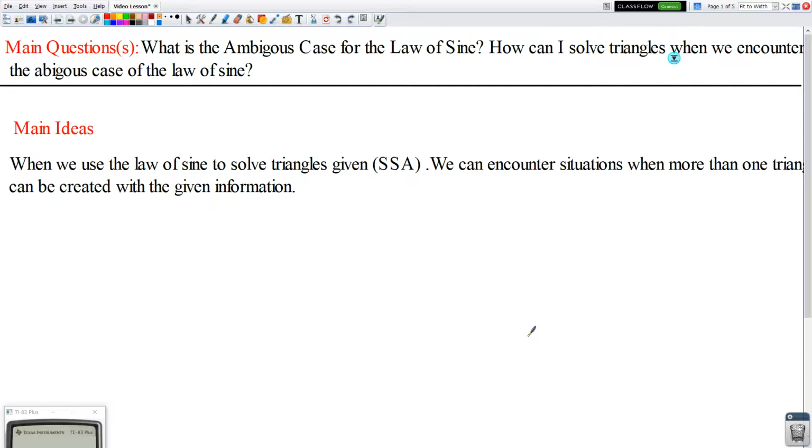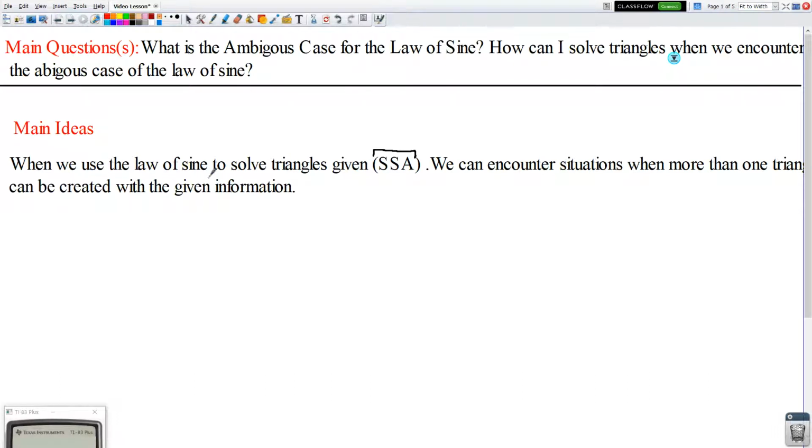Hi, today we'll be taking a look into the ambiguous case for the law of sine. Now, the main idea that we're going to try to discuss here is that when we use the law of sine to solve triangles given a side-side angle form, we can encounter situations when more than one triangle can be created with the given information.